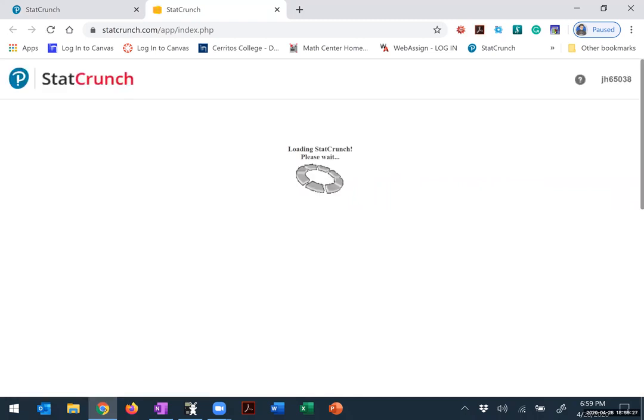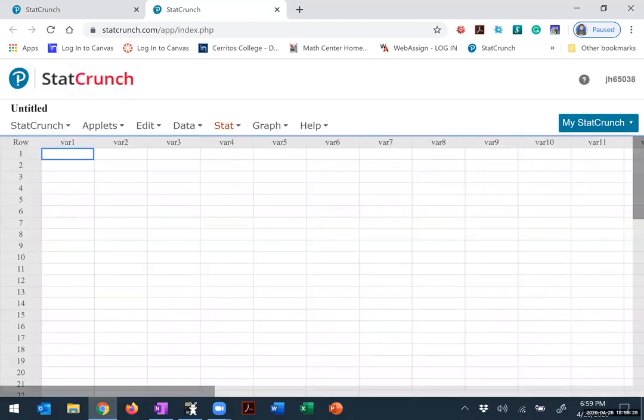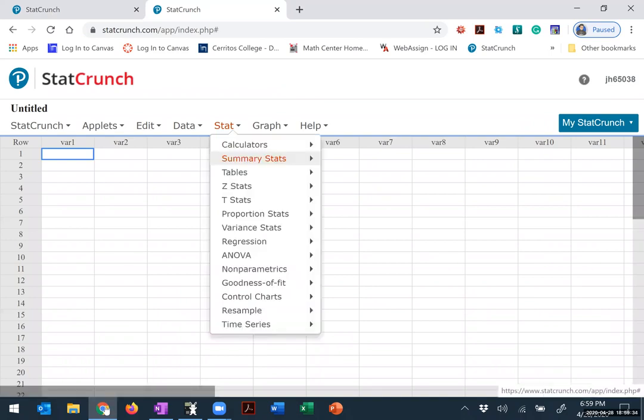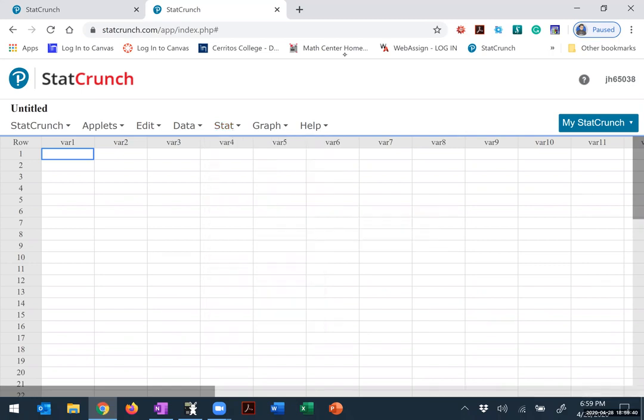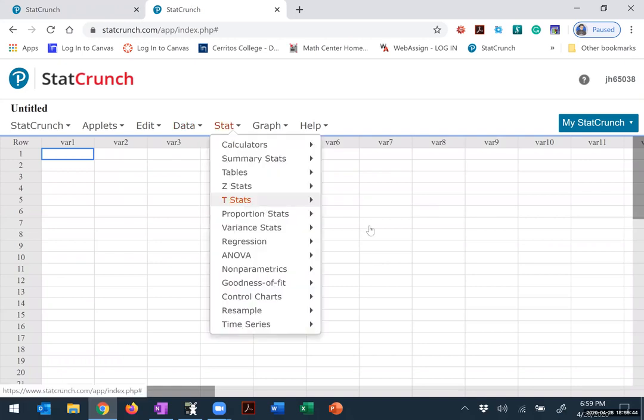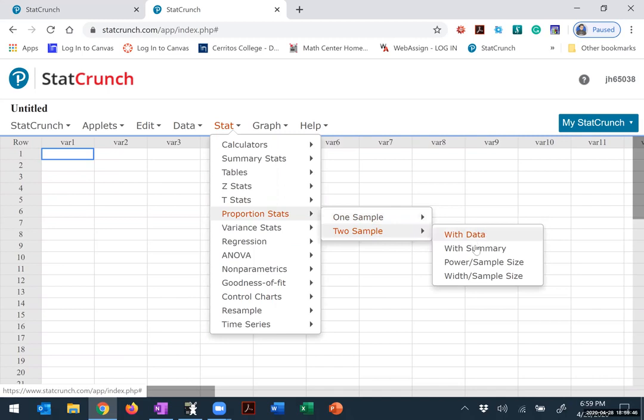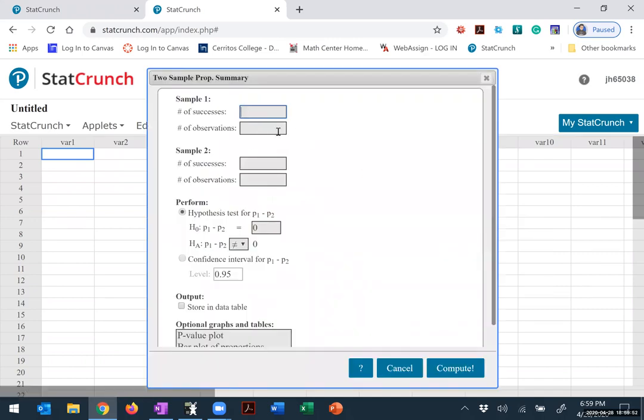Okay, so we want to go to Stat. And I want to go to summary stats, I believe. No, proportion stats. Sorry, proportions, right? And we want to go to two sample this time because we're talking about proportions. Okay, two sample, and then this is with summary. Okay, two samples this time. It says number of successes, that's X.